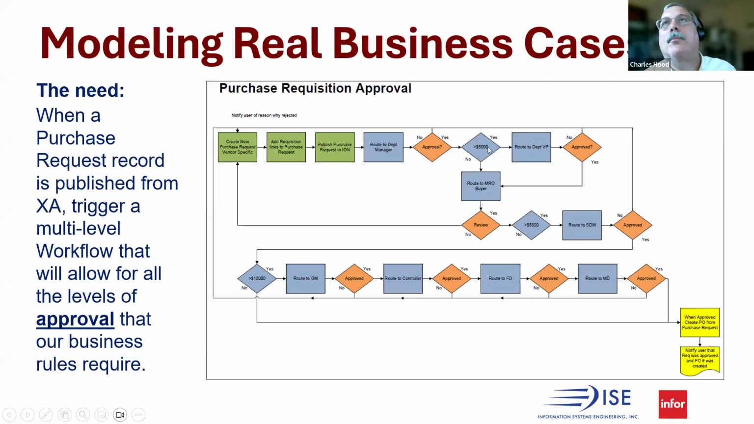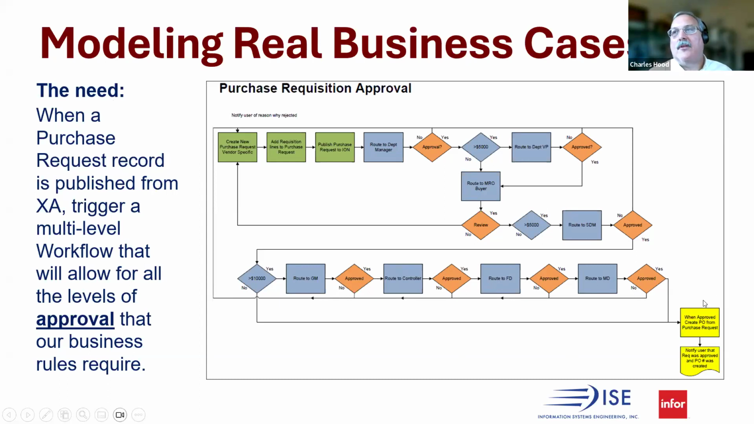Like this was, is it more than 5,000? Then it just kept going up, the dollar amounts more and more. Here's over 10,000, et cetera. So the more money was being requested in a requisition, the further up the hierarchy at that corporation it needed to go.